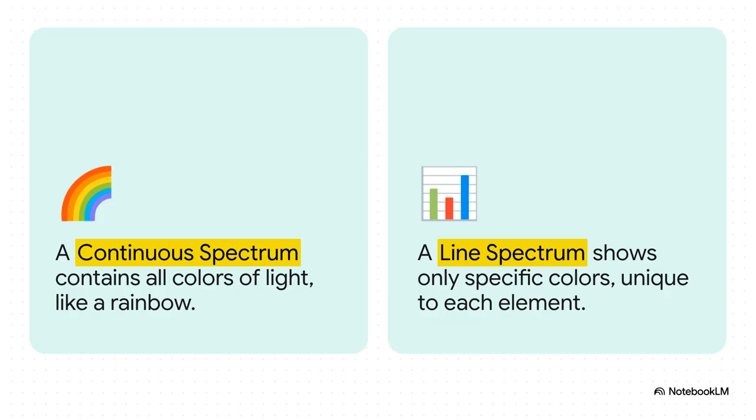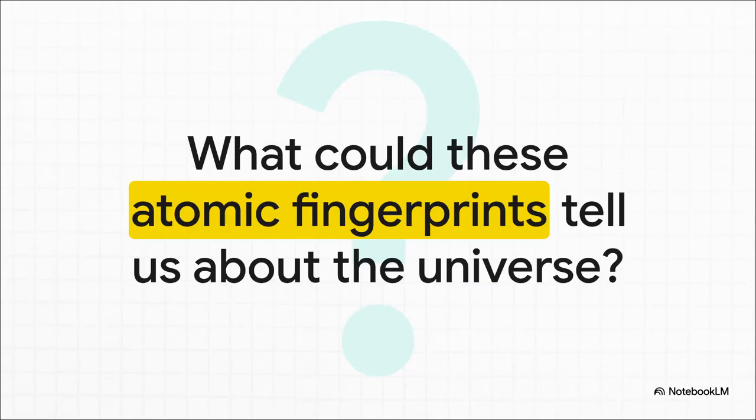Because the electrons in a hydrogen atom can only make a few specific jumps, they can only emit a few specific colors of light. This pattern of lines is literally an atom's unique fingerprint, written in light. No two elements have the same one. It's completely unforgeable. So let's end with this thought.